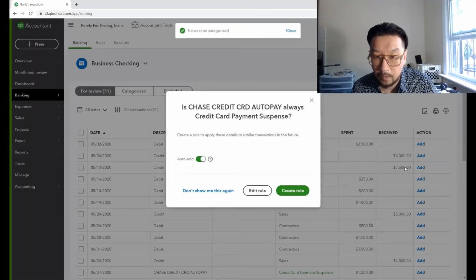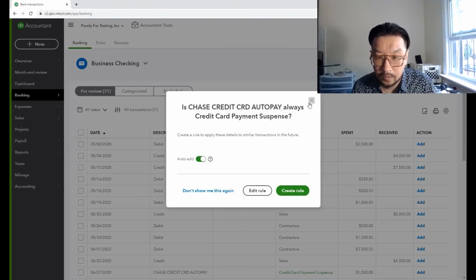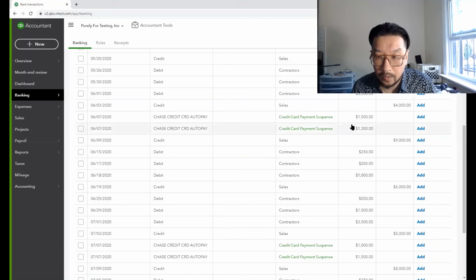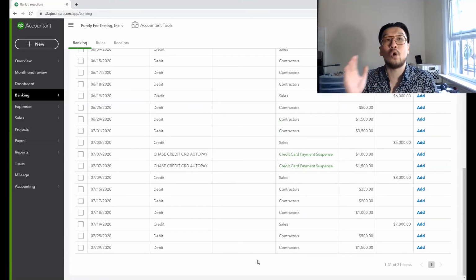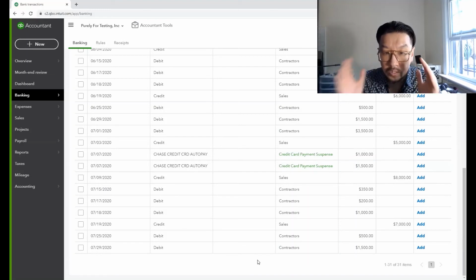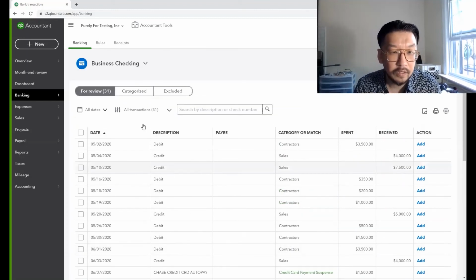Add that, and of course it's going to start asking for a rule, but I just want to show this to you. As you're going down, it's going to recognize this, and now you don't have to look up which credit card it's going for. Boom, it's going to the Suspense account. Kapow, get it done, move on, enjoy life.